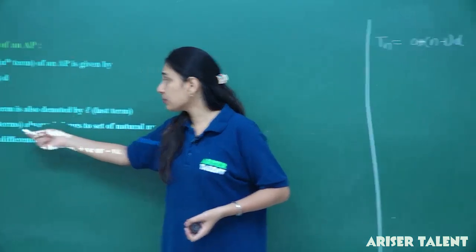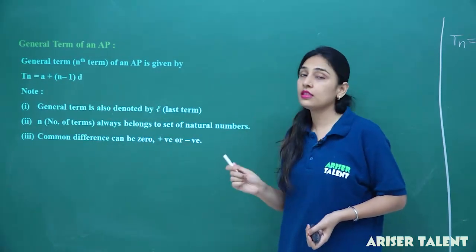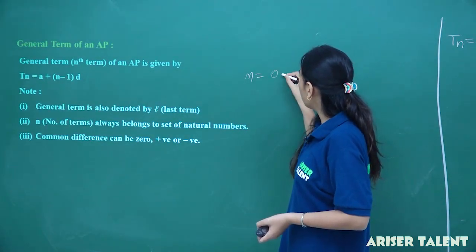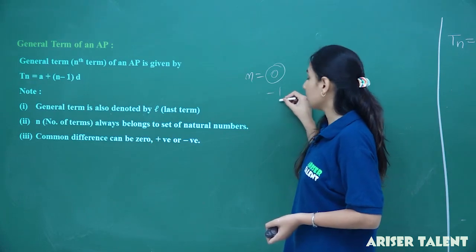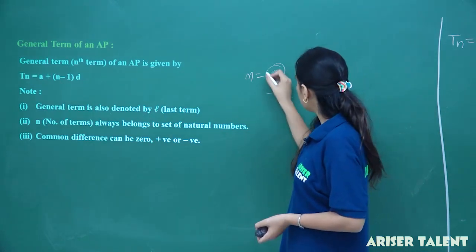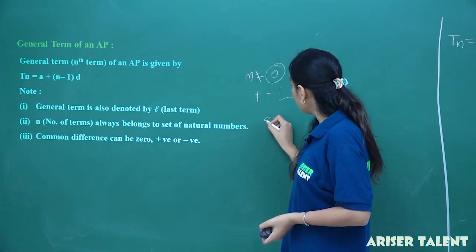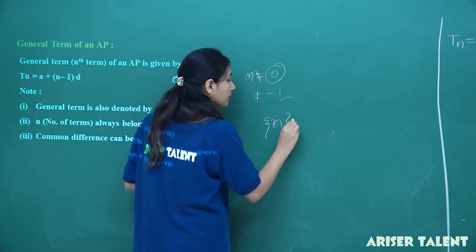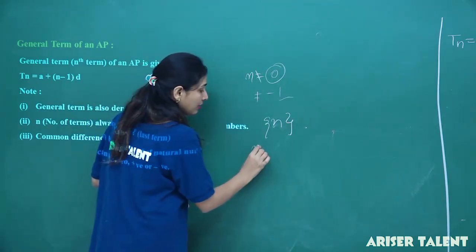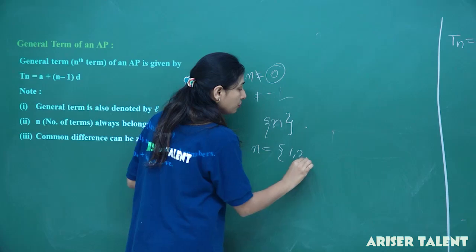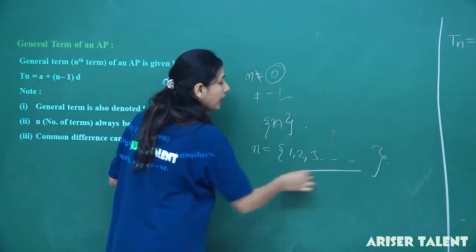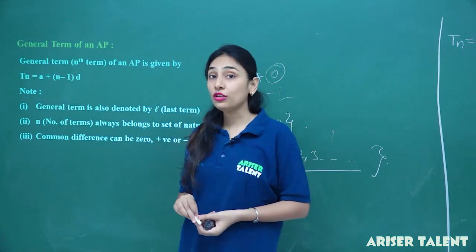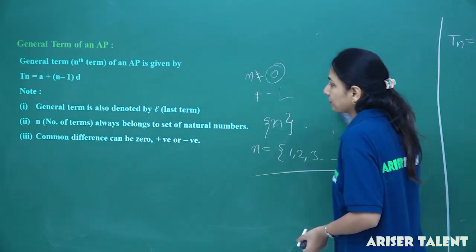n is the number of terms, and it always belongs to the set of natural numbers. Now n cannot be 0, and it cannot be minus 1, minus 2, minus 3. It can only be from the natural number set, sorry, not the whole number set, because whole numbers include 0 also. The natural number set is 1, 2, 3 and so on. So n will have only natural number values.